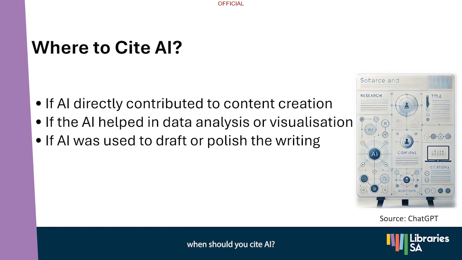When should you cite AI? If you use it for generating a large portion of the text, helping with data visualization, or contributing to the ideas or conclusions of the research, it must be cited. Think of the AI as a core researcher in these cases and give it appropriate credit.